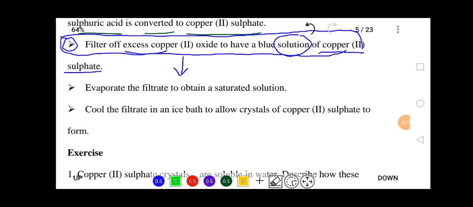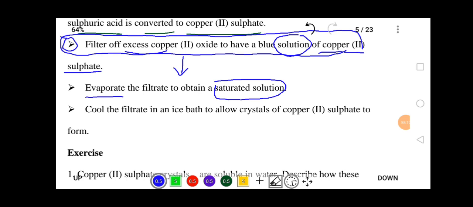That's the reason why we are saying you need to evaporate the filtrate. The filtrate is the blue solution you are going to get. You evaporate the filtrate to obtain a saturated solution. My dear learners, saturated solution is the solution which is formed when you evaporate excess water, and in that solution there's no more solute that is going to dissolve.